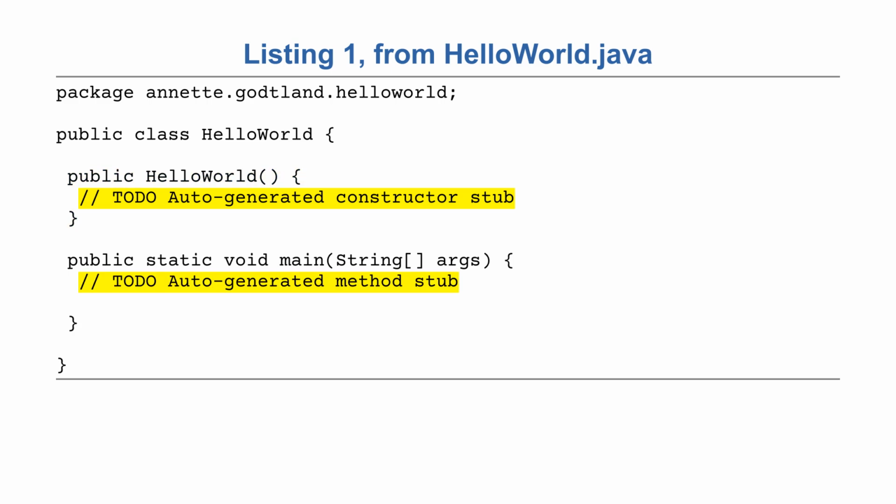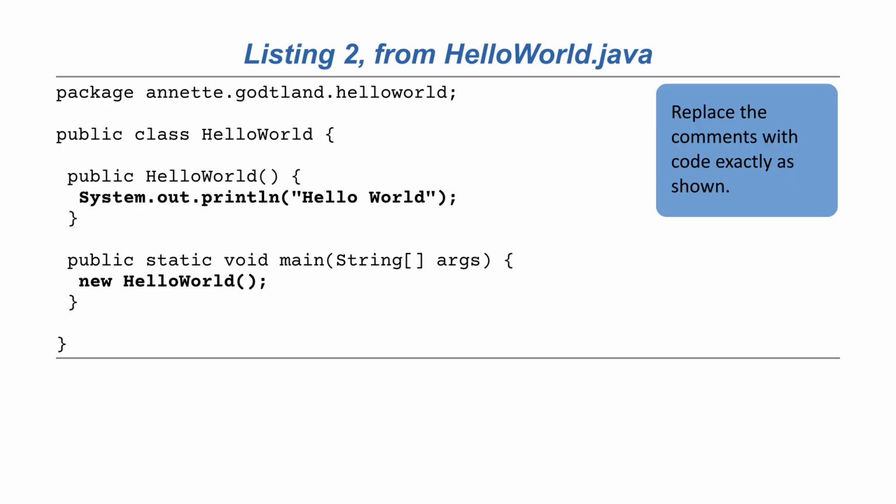Lines that begin with // are comments. Each line of code ends with a semicolon or a block of code. I'll show you how to replace those comments with code that looks like this. The main method should call the constructor to create a HelloWorld object. The constructor should call System.out.println to print Hello World. But you don't have to type all that. I'll press Control Space to use instant help so those lines of code can be created with minimal typing.